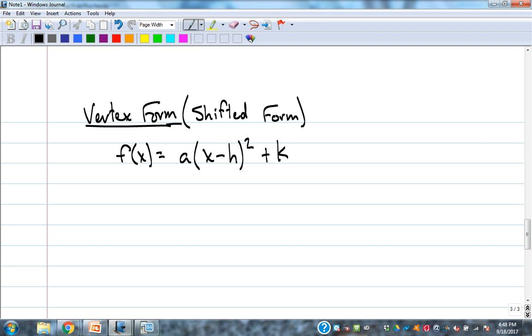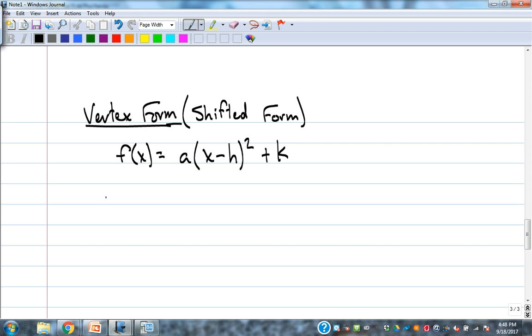With the vertex form, what do you think is the strength of a vertex form? It hands you the vertex just on a silver platter. It says, here it is. So all of that stuff about a still applies. That's the same a. So if a is positive, it's going to open which direction? Up. If a is negative, it's going to open down. So all that stuff about a hasn't changed.